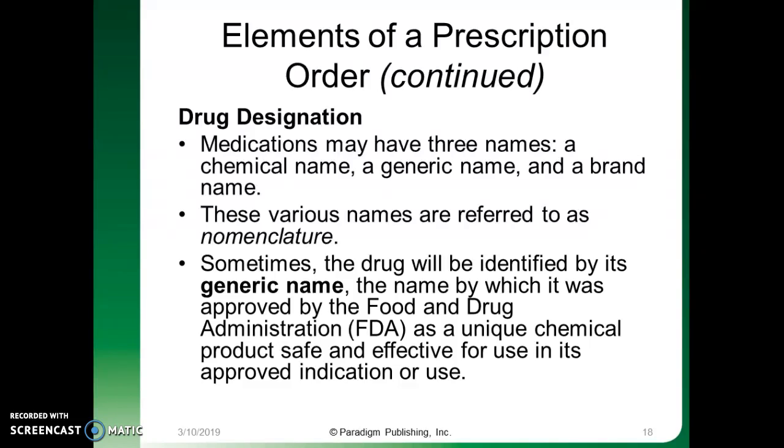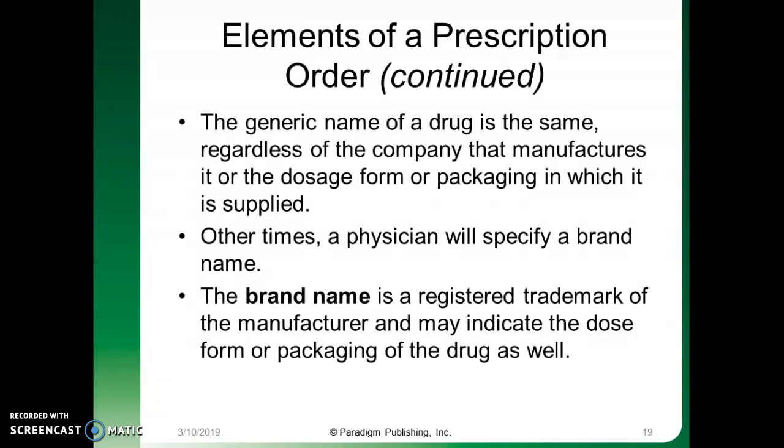Most of the time, the medication is identified by the generic name. This is the name under which the Food and Drug Administration has approved the drug, and it also has that unique chemical product, which refers to it as being safe and effective for use, and approved for that indication. The generic name of a drug is the same regardless of the company that manufactures it, or the dosage form or packaging in which it is supplied. So when it went through the approval process, it had a specific dosage form and a specific packaging supply. Okay.